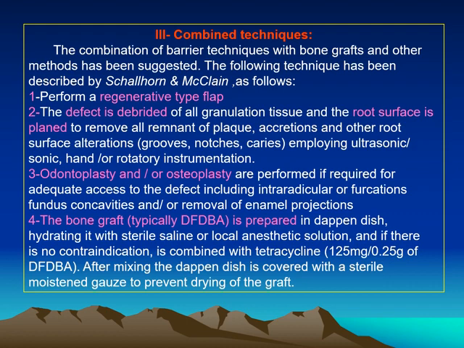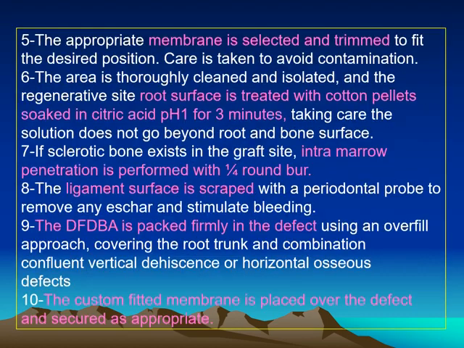Odontoplasty and/or osteoplasty are performed if required for adequate access to the defect, including intraradicular or furcation fundus concavities and/or removal of enamel projections. The bone graft, typically the DFDBA, is prepared in a dappen dish, hydrating it with sterile saline or local anesthetic solution, and if there are no contraindications, is combined with tetracycline, 125 mg over 25 g of DFDBA. After mixing, the dappen dish is covered with a sterile moistened gauze to prevent drying.